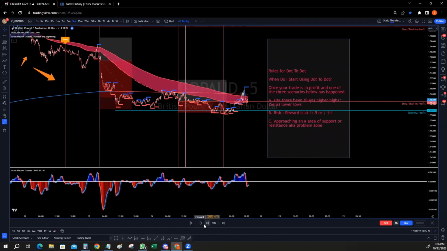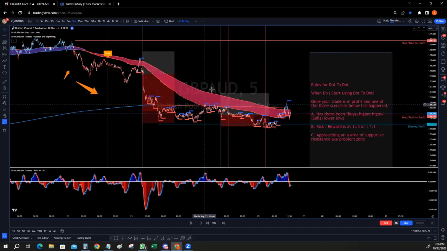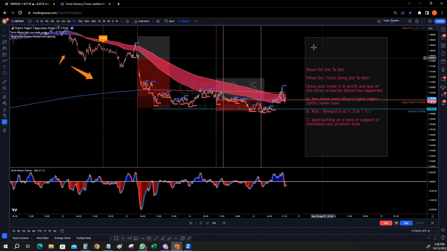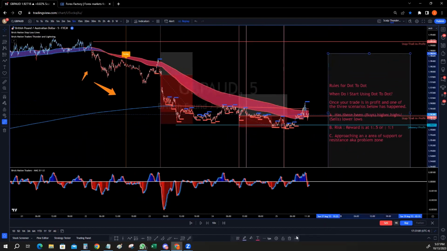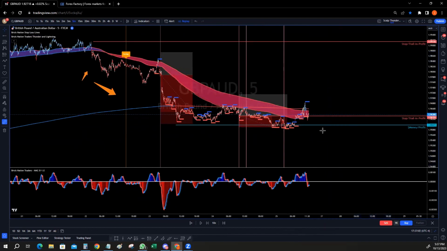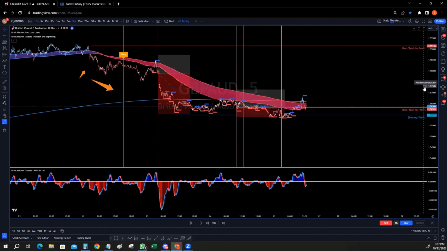Real clean, real simple, real easy. Very simple process. Rinse, wash, and repeat. Do it over and over again. Dot to dot. Manage the trade. Real simple. So real simple process. What we do is we get the alert on Discord. We go check our chart. From there, we tag the trade. We ride dot to dot. Real simple process.